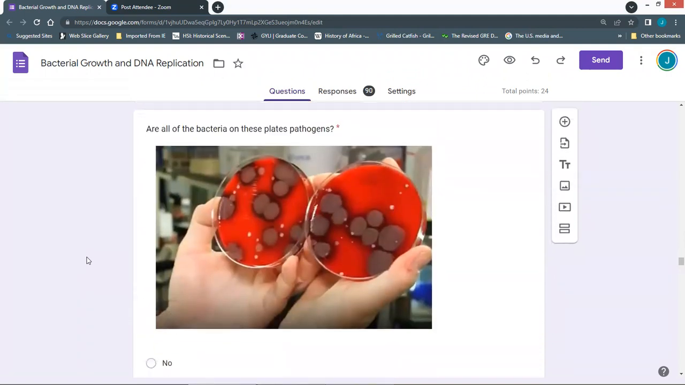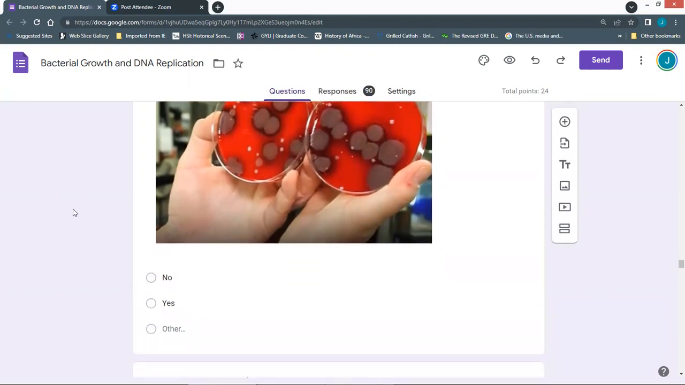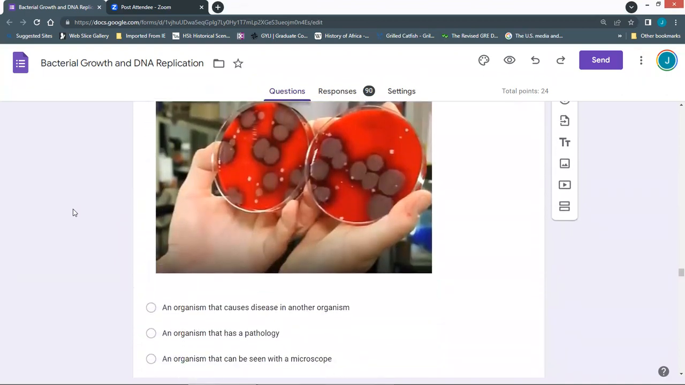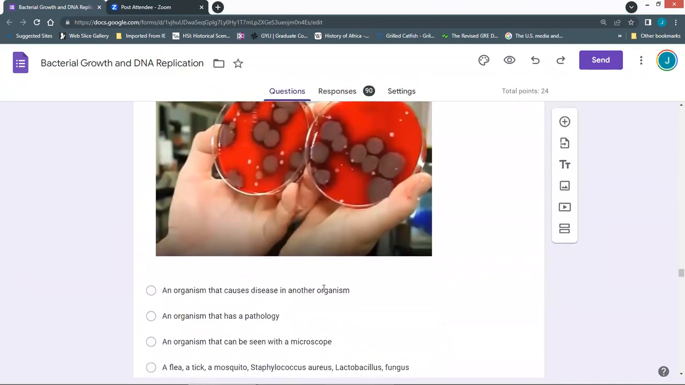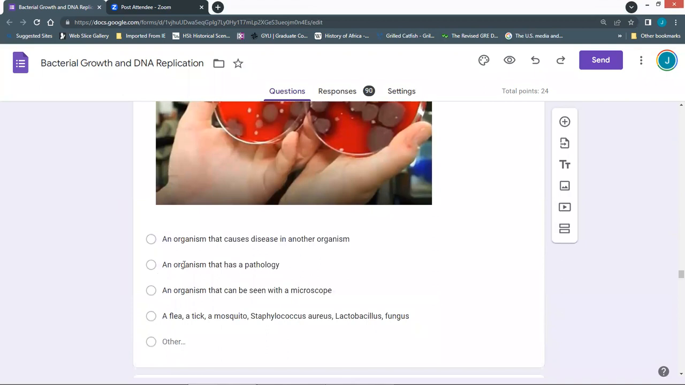Are all of the bacteria on these plates pathogens? And the answer is absolutely not. The scientist said that in the video and we discussed it in class. So no, they don't all cause disease. They're not all pathogenic. What's a pathogen again? It's an organism that causes disease in another organism. It isn't an organism that has pathology. It's not an organism that is diseased.